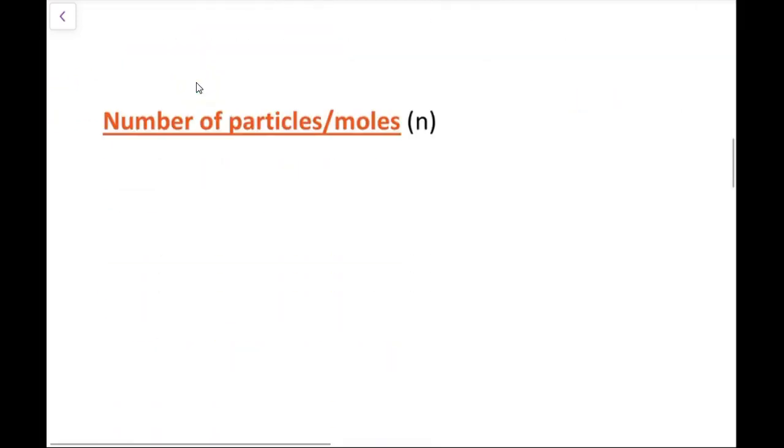Okay. The next one, we're not going to talk about this one a lot, at least at first, is we can measure the number of particles. More likely we're going to be referring to moles rather than particles, because the number of particles would be so huge. We will get back to this one a little bit more later and use it in some of our gas laws, but the symbol for it is N.